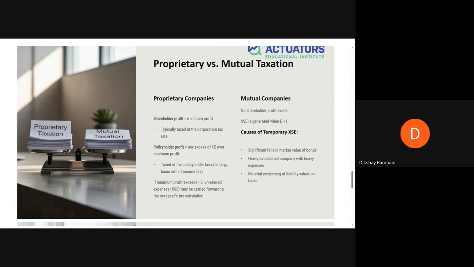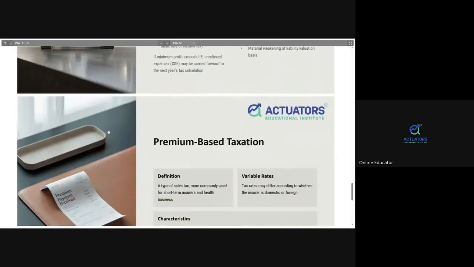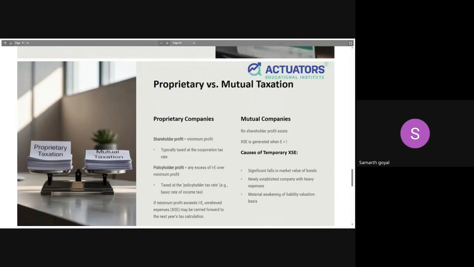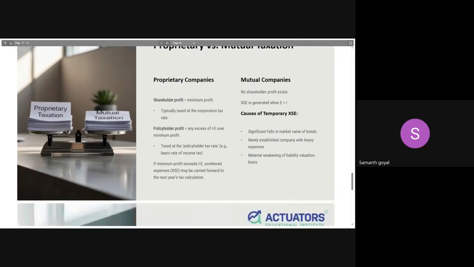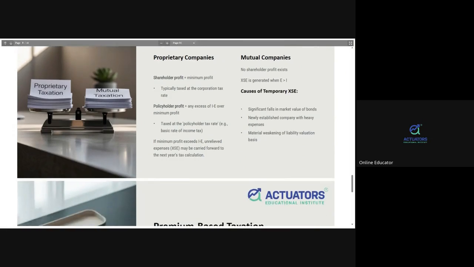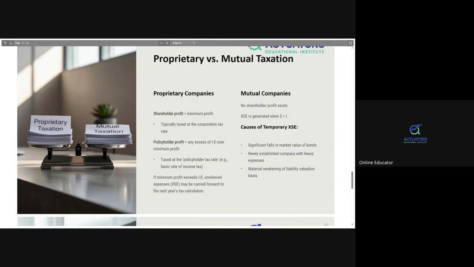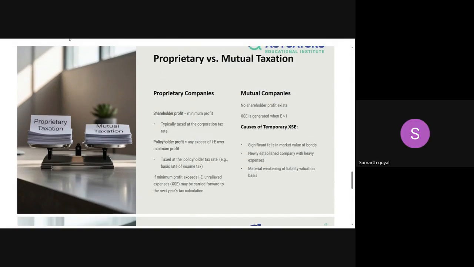Does a comparison make sense? Basically, for mutual, I minus E is only equal to shareholder, sorry, policyholder. You may call it shareholder, policyholder, whatever you like. It's usually policyholders, because policyholders are the owners of the company. I won't say call the owners of the company, but they are credited all the profits of the company itself.